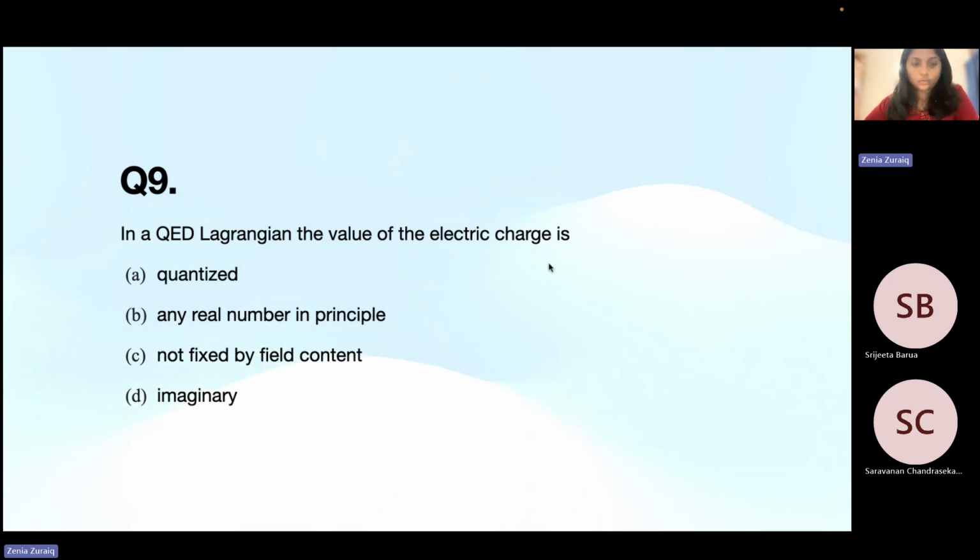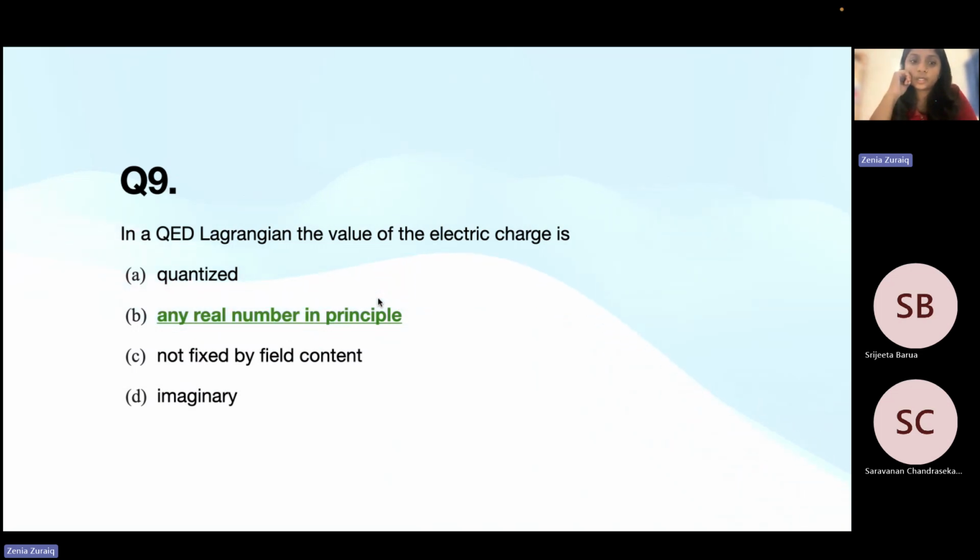Okay, we can maybe go to the answer. So the answer is any real number in principle. In the QED Lagrangian, the charge comes in as the coupling constant of the theory, and that can be any real number in principle. In practice, it's based on the energy scale at which you have the theory, what particles are taking part, and so on.